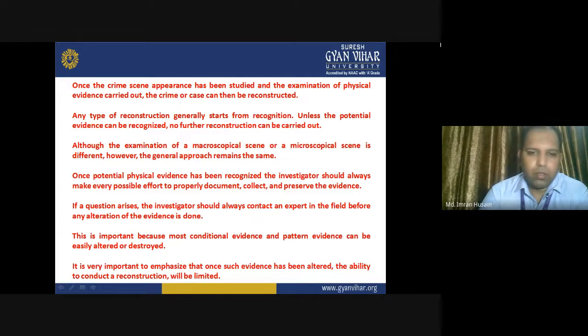This is important because most conditional evidence and pattern evidence can be easily altered or destroyed. Some of the sensitive evidence needs to be preserved properly, because if it is not treated and preserved properly, it can very easily get destroyed. It is very important to emphasize that once such evidence has been altered, the ability to conduct a reconstruction will be limited. Because you must understand the crime is a series of events that are linked together by a number of evidences.